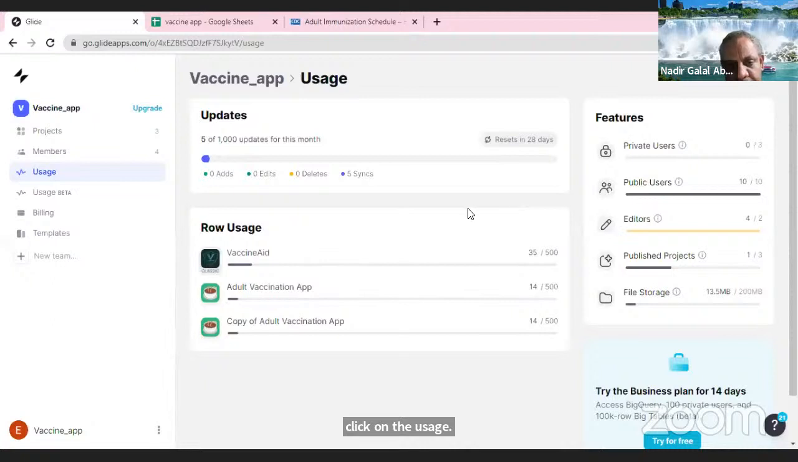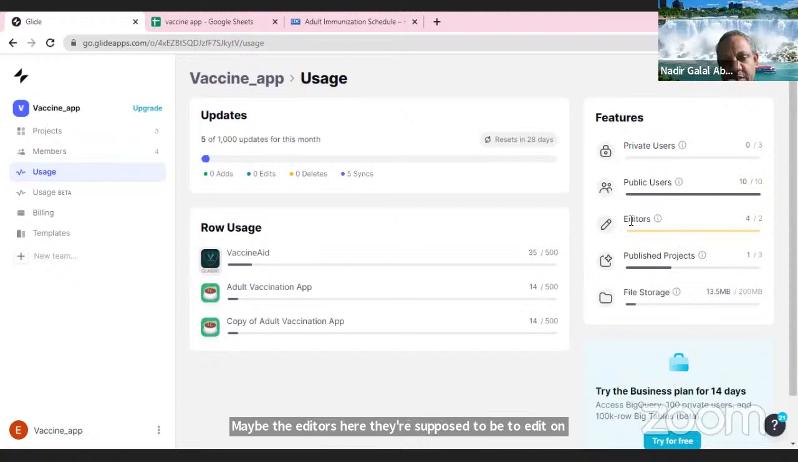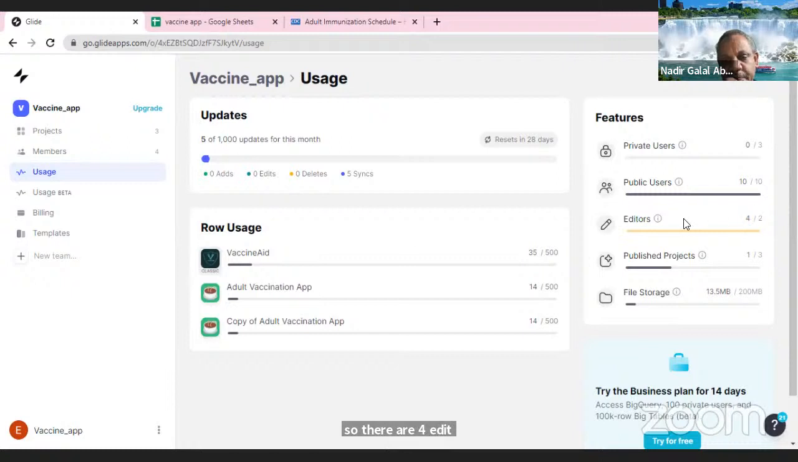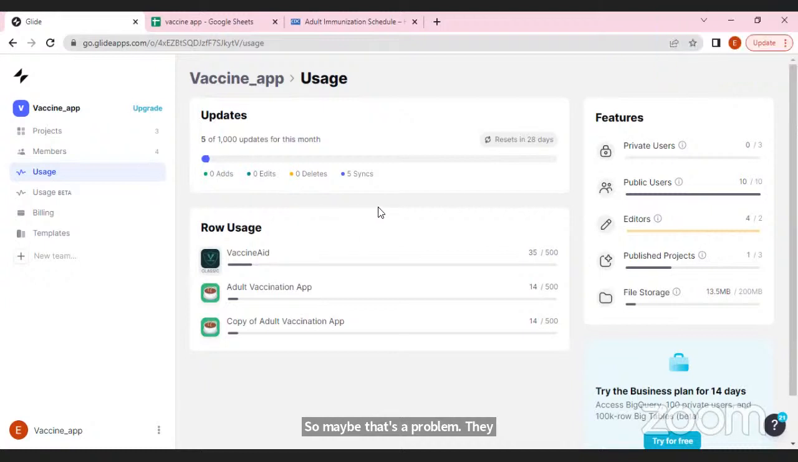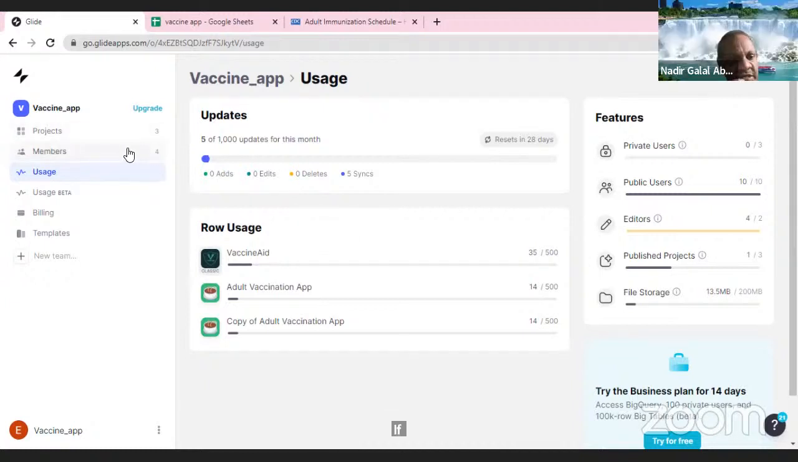So maybe the editors here, they're supposed to be 2 editors on the right side. Yes, so there are 4 editors. Okay, so maybe that's a problem. They have some limitations. The editors are the members? I'm not sure where the editors are. Go to the project again, go up to the project.